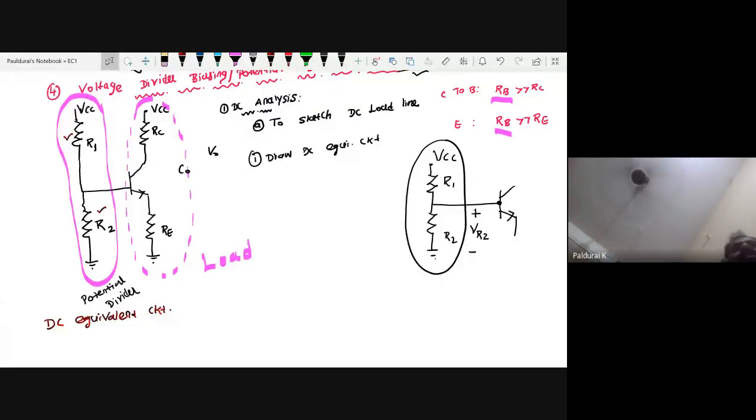Case 1, all are independent sources. Case 2, at least one dependent source. Case 3, all are dependent sources.